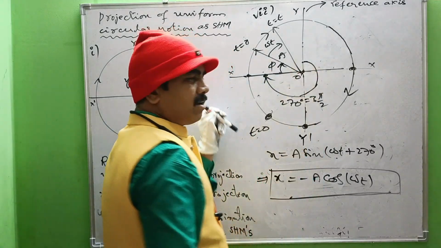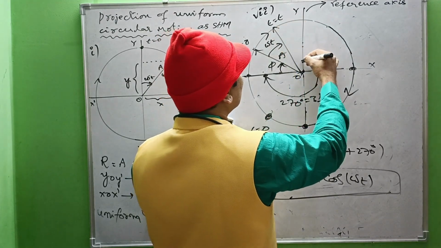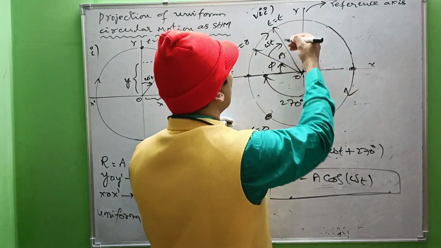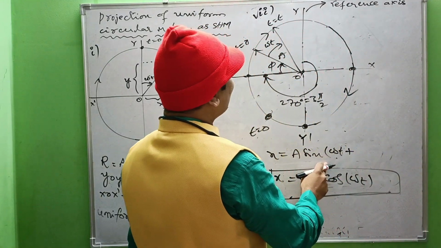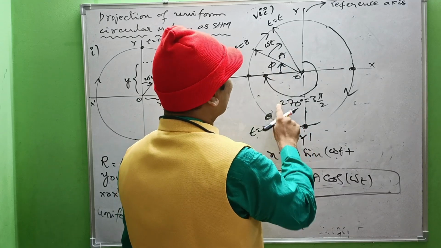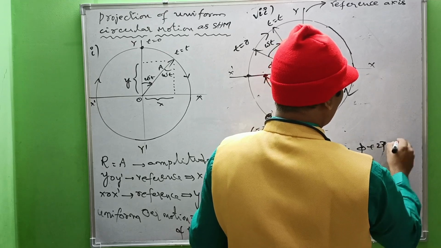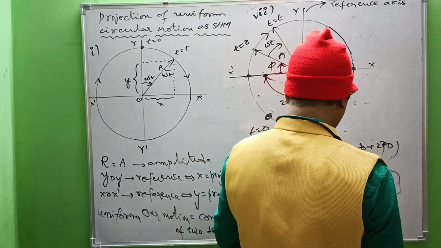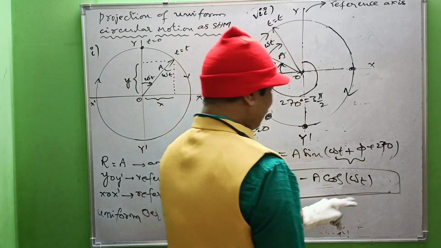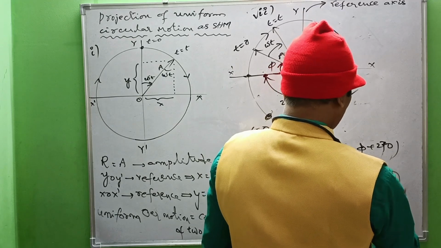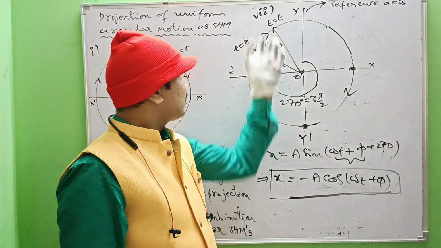Now what is the ultimate total phase angle when it reaches this position? That is 270 plus pi plus omega t. So x equal to a sin of omega t plus pi plus 270. On coupling these, we will have sin of 270 plus theta, that is minus cos theta, that is minus cos of omega t plus pi. So this is the valid equation for this situation.